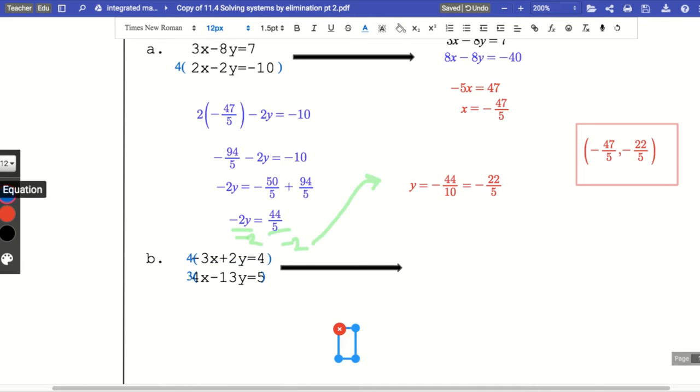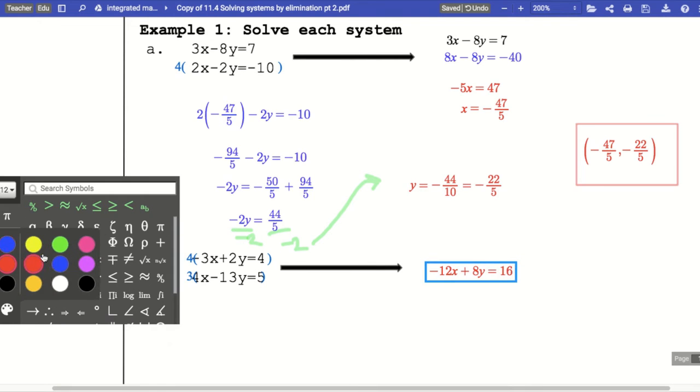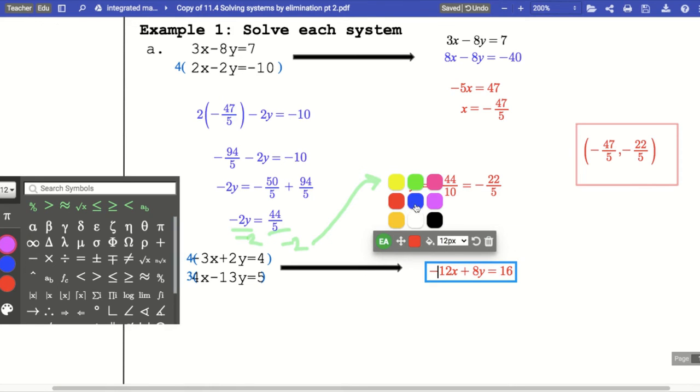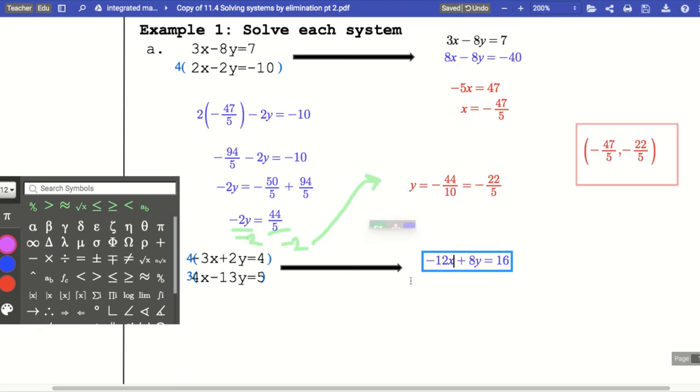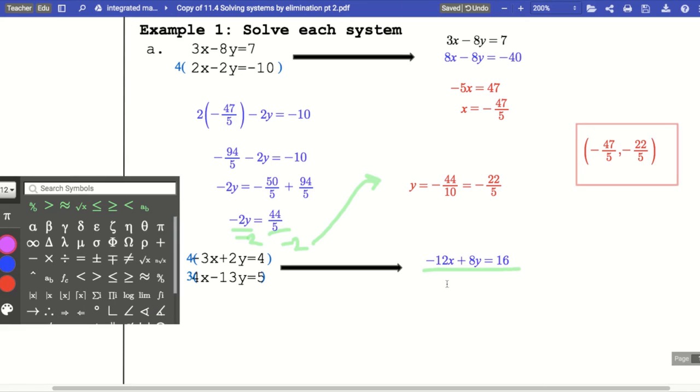Okay, and so then once I do that math, I end up with negative 12x plus 8y equals 16, because I multiplied everything by 4. We'll change that text to that purple color. Here, we'll change this text to blue. And then this time I'm multiplying by 3, so I'm going to have 12x. 3 times 13 is 39, so minus 39y equals 15, because 3 times 5 is 15.